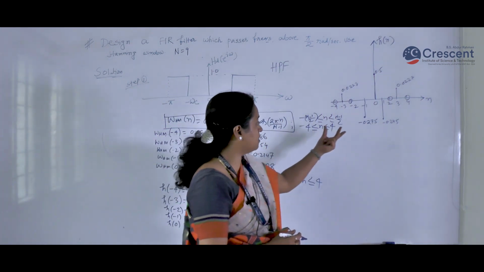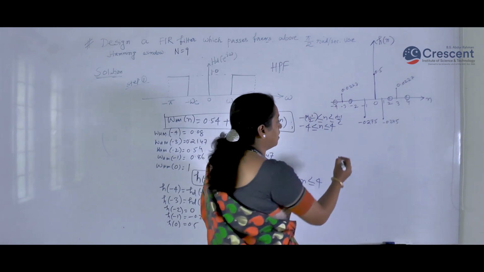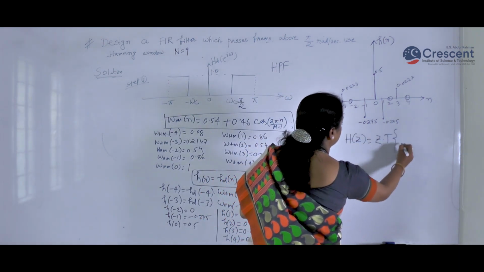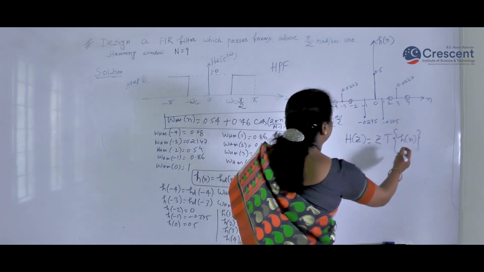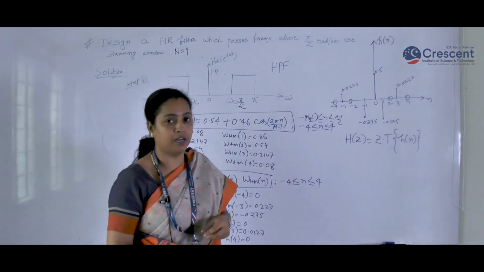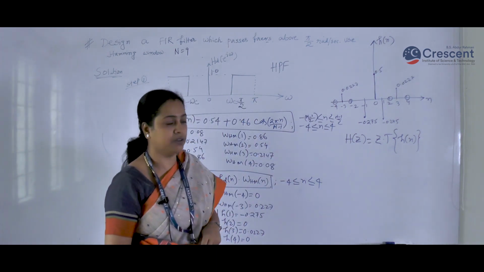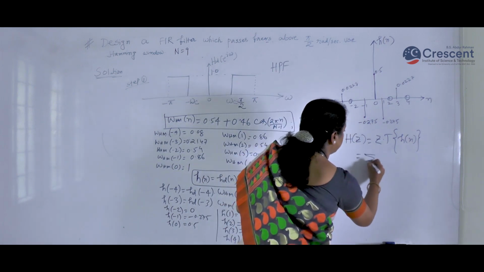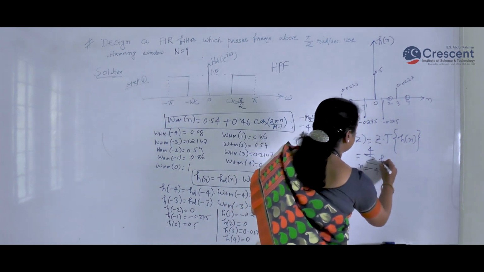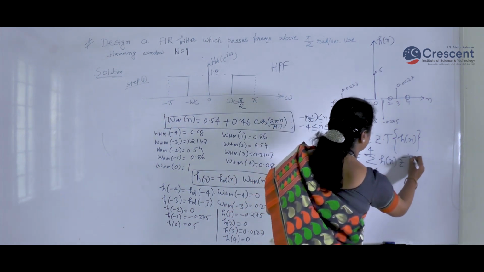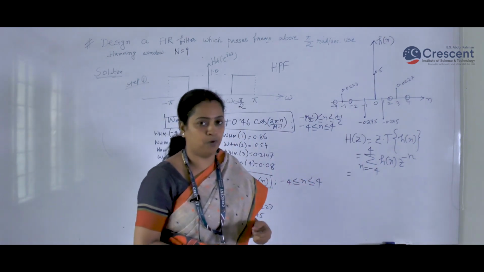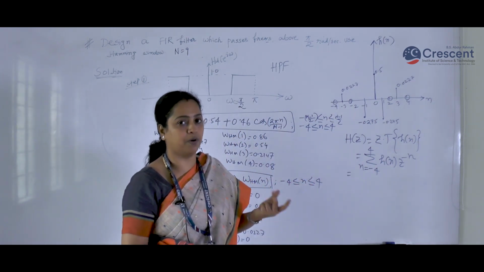Now you can see that when we try to write the transfer function H(z) by taking the z transform of this h(n), because the starting point of this actual response is -4, what is the z transform? We know the z transform formula is, in this case, from -4 to 4, h(n) into z power -n. So if we substitute the values here, we will be getting z power 4, z power 3, z power 2, z power 1, etc.